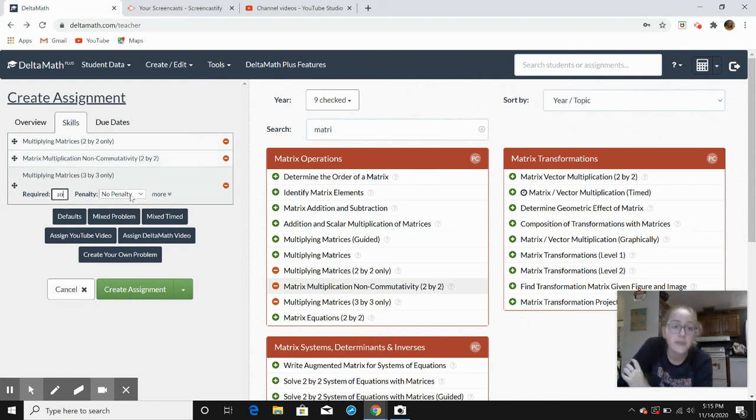This 3x3 matrix assignment is not going to be required. It's going to be extra credit if you do complete it. Okay, let me say that again. The 3x3 is not required, but it is extra credit. I don't give extra credit often, so I encourage you to take advantage of it, as well as I need to see work for this in your Delta Math notebook.